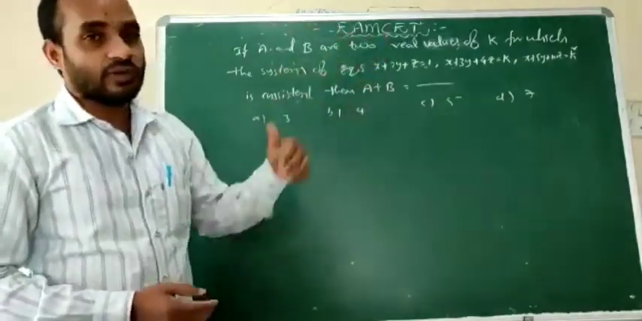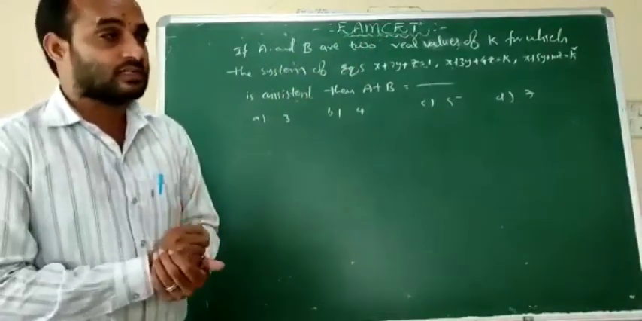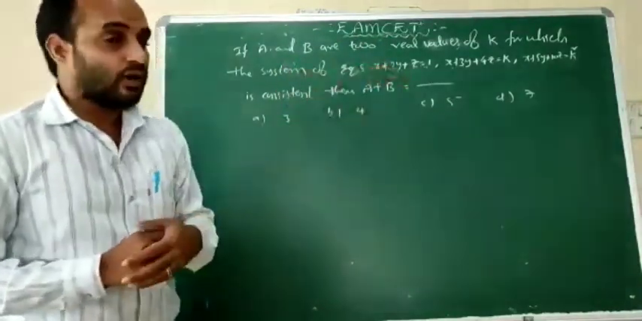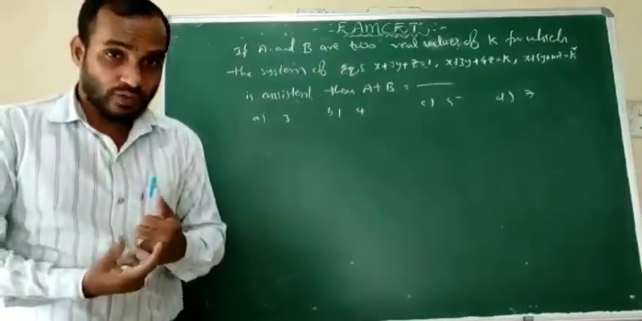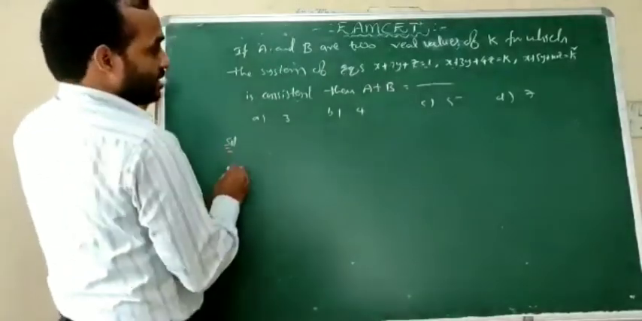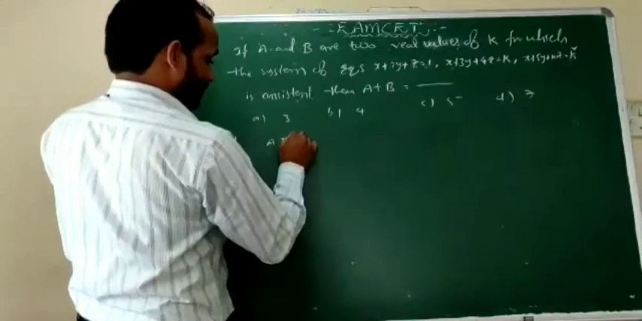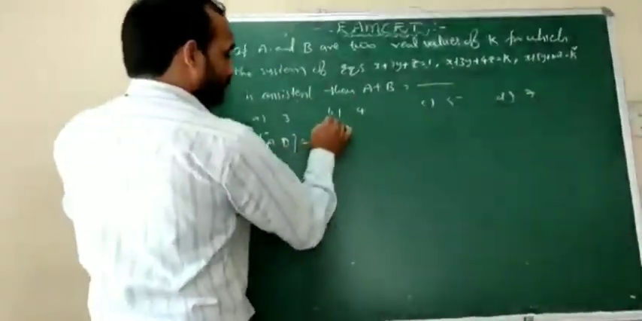First of all, you write down the values for consistency and inconsistency. For consistency, first find the augmented matrix. So how do we find the augmented matrix? We can construct the solution. That solution is AD, which is equal to the augmented matrix. So first of all, write it down.